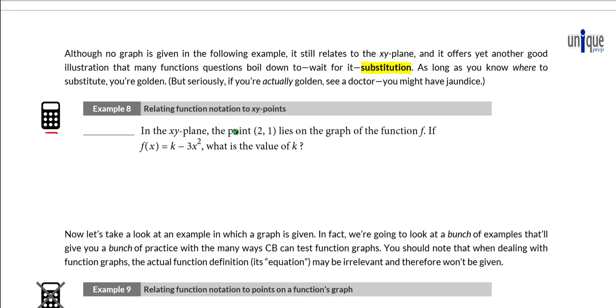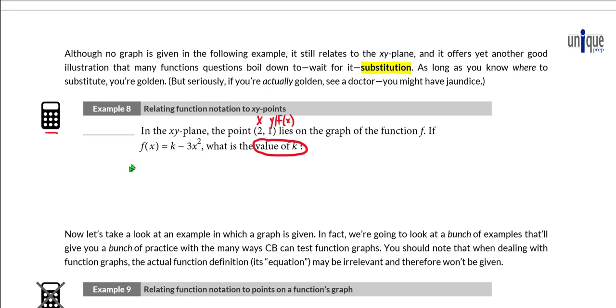In the xy plane, the point 2, 1 lies on the graph of the function f. If f of x equals k minus 3x squared, what is the value of k? That's what they want here. So again, remember, as soon as we see functions combined with points in a question, we should immediately be thinking, okay, well, when it comes to the function, that 2 is an x value, and that's not specific to functions, actually. That's just specific to xy coordinate plane notation. And that 1 is a y or f of x value.